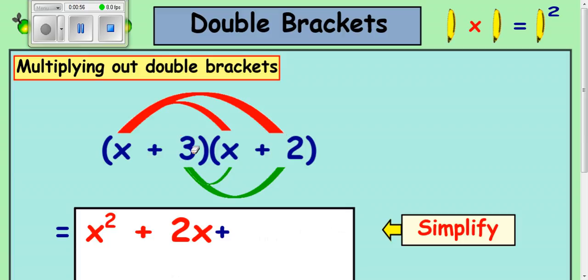But we've got a second term here, so we need to multiply the second bracket by this term as well. So 3 times x gives you 3x, and 3 times 2 gives you the 6 at the end. So that's us successfully multiplied the x plus 2 by the x and the 3.